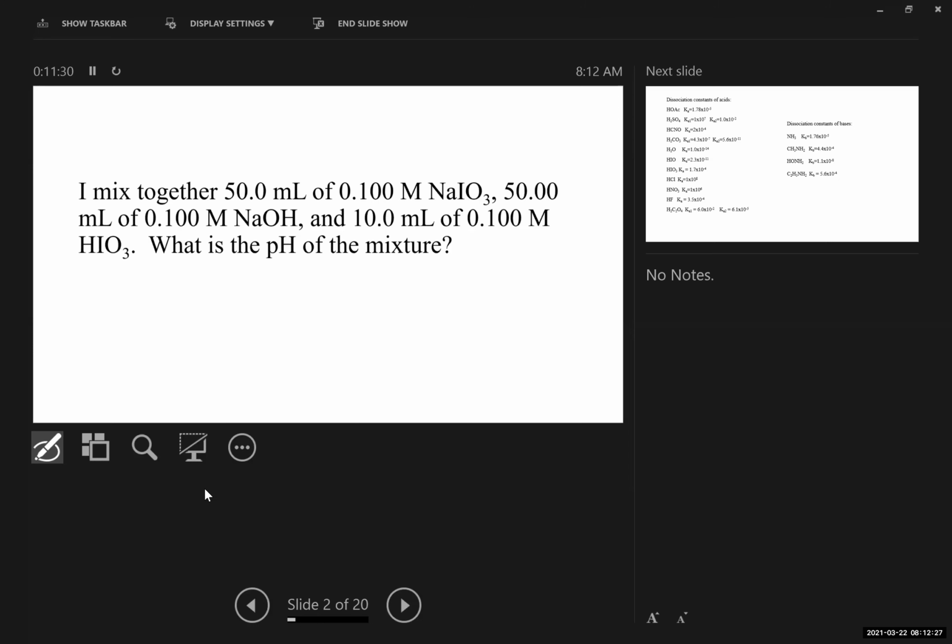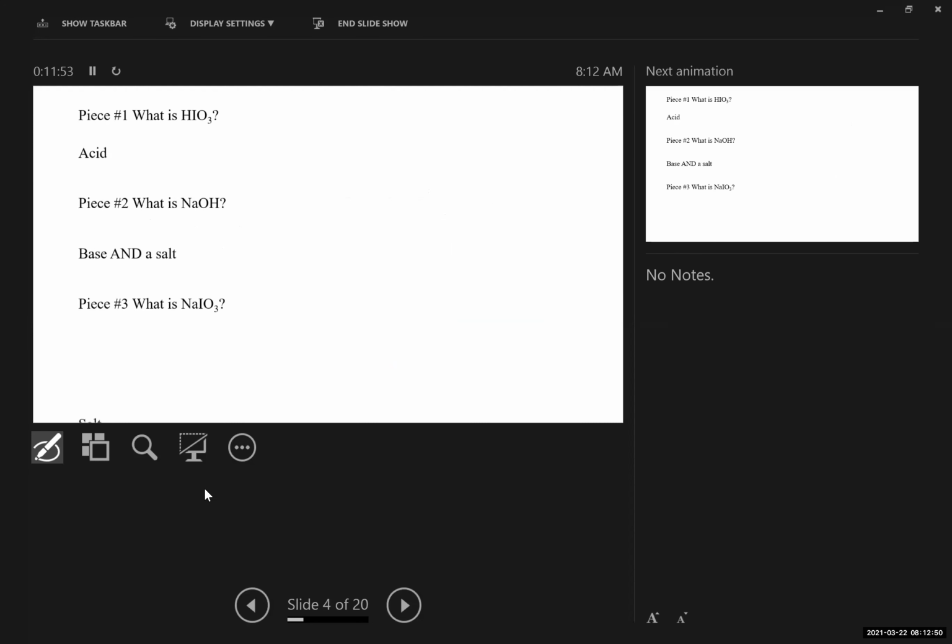And HIO3, also known as iodic acid. What kind of compound is it? It's an acid. Right, so again, my first task has to be identify them, right? Because I don't know to dissociate the salt until I know it's a salt. Once I've identified them, the salts get dissociated, right?